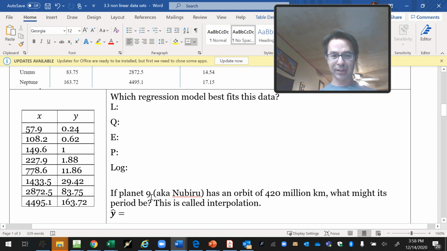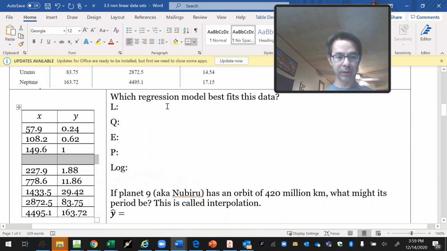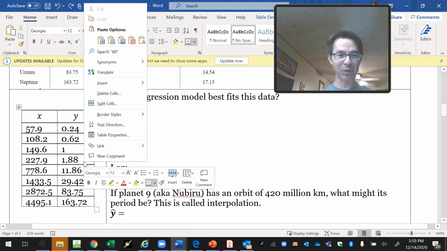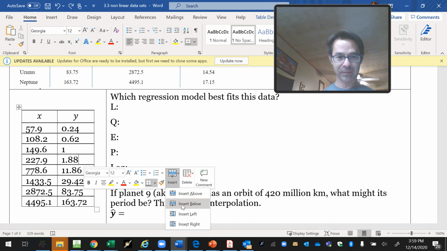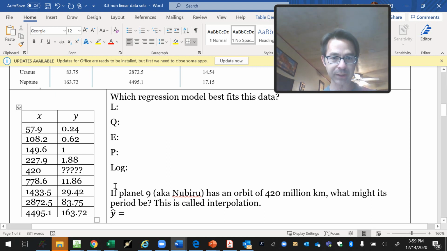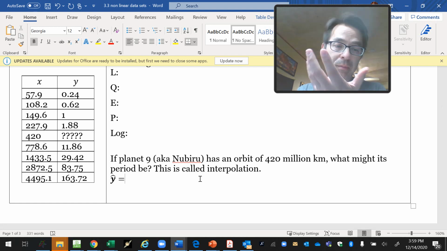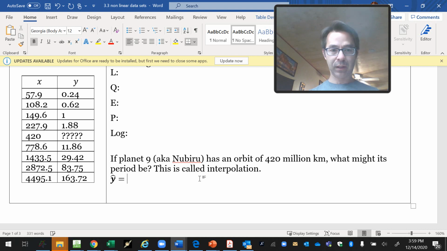So if planet 9, aka Nibiru, aka planet X, has an orbit of 420 million kilometers, meaning if, oh, I meant insert row below. Insert row below. Okay, so if I were to put a 420 here, what would this number be? Well, obviously it would have to be somewhere between 1.88 and 11.86. It doesn't matter which regression model we use, quadratic or power, either model should give us a good answer. I'm going to go with the quadratic one.